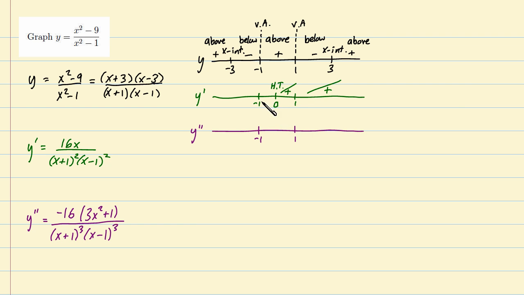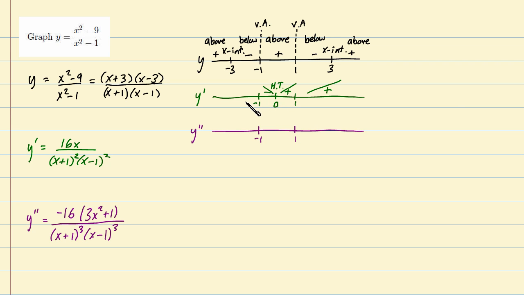To the left of 0, though, we have a different story. At negative 1/2, for example. Notice the numerator is now going to be negative 8. That's a negative value. The bottom is still forced to be positive because of all these squares. So we have a negative over a positive, which is negative. And graphically, that means our function must be decreasing.